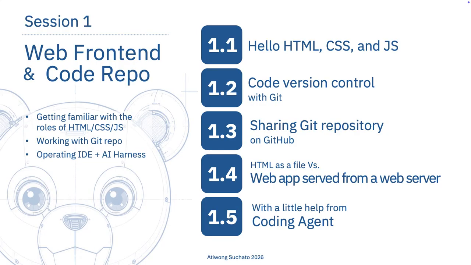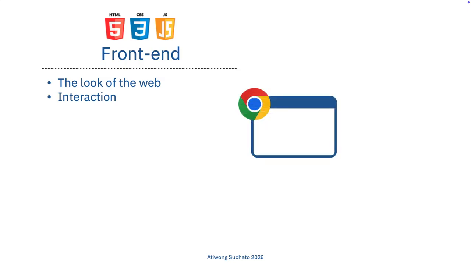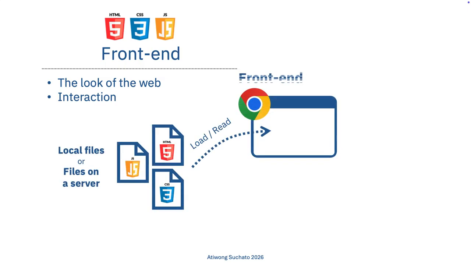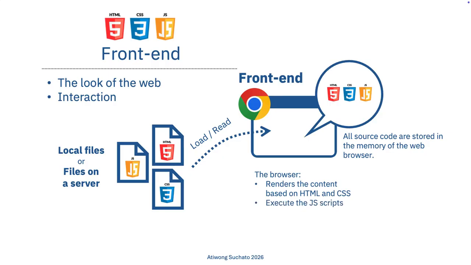help of AI. When we talk about the front end, we are mainly talking about two things: the look of the web page and the interaction that happens when a user does something. All of the front-end source code, HTML, CSS, and JavaScript, is loaded into the memory of the web browser. The browser then uses the HTML and CSS to render what the page looks like and executes the JavaScript to handle the interaction. So, at this stage, everything we have built is happening inside the user's browser.